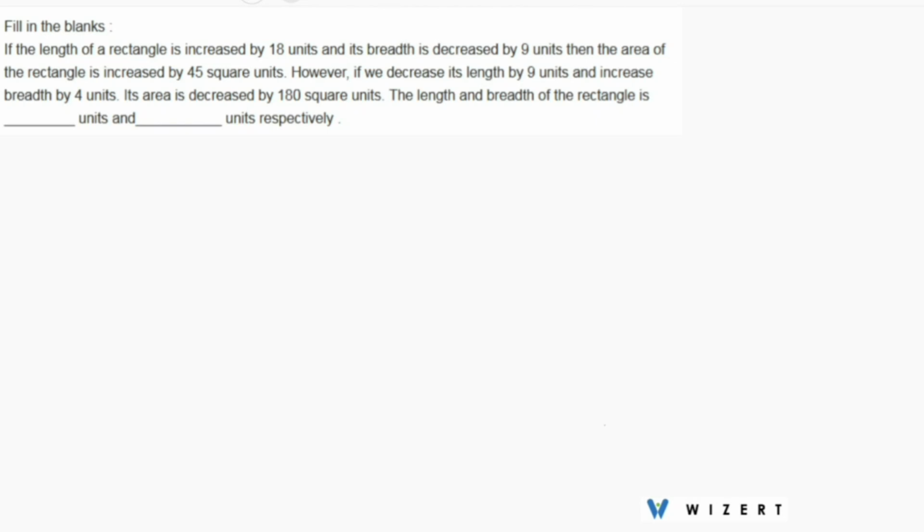This question here, fill in the blanks. If the length of a rectangle is increased by 18 units and its breadth is decreased by 9 units, then the area of the rectangle is increased by 45 square units. However, if we decrease the length by 9 units and increase the breadth by 4 units, its area is decreased by 180 square units. The length and breadth of the rectangle is dash units and dash units respectively.